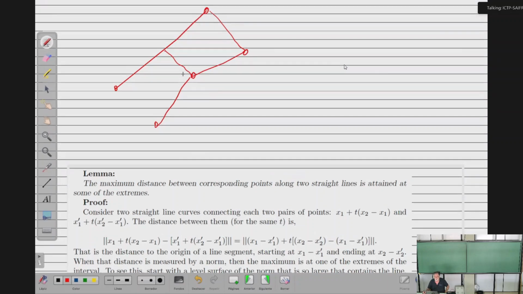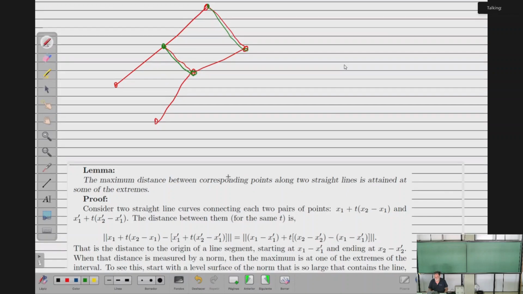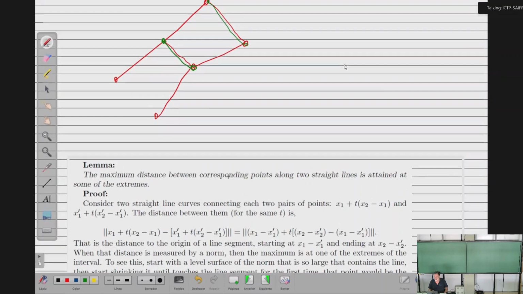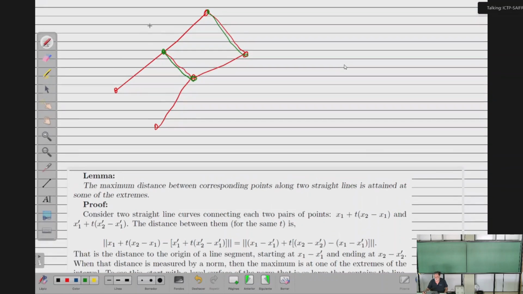So in fact what we need to prove is either this, we just take in green, just prove either this is the maximum distance or this is. So we have two straight lines and we want to see that the maximum distance between the straight lines is on the extremes.